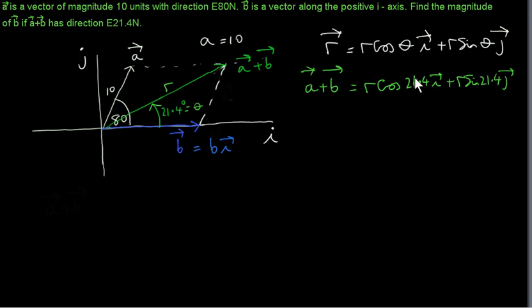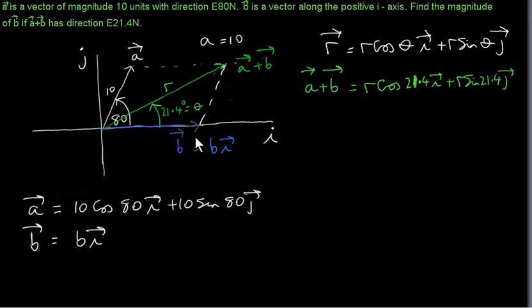What's missing, of course, is r. But we know everything about vector A. Let's look at vector A. We can use this here to write down vector A. The magnitude of A is 10, so it's 10 cos 80 degrees for the i component, since theta for vector A is 80 degrees, measured anti-clockwise from the positive i-axis. We don't have to do any adjusting here. And the j component is 10 sine 80. Of course, we know that B is just Bi.